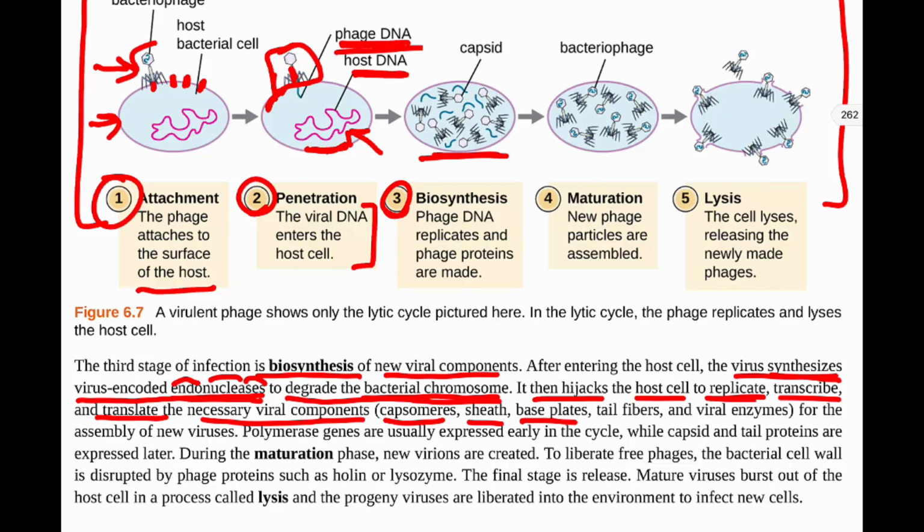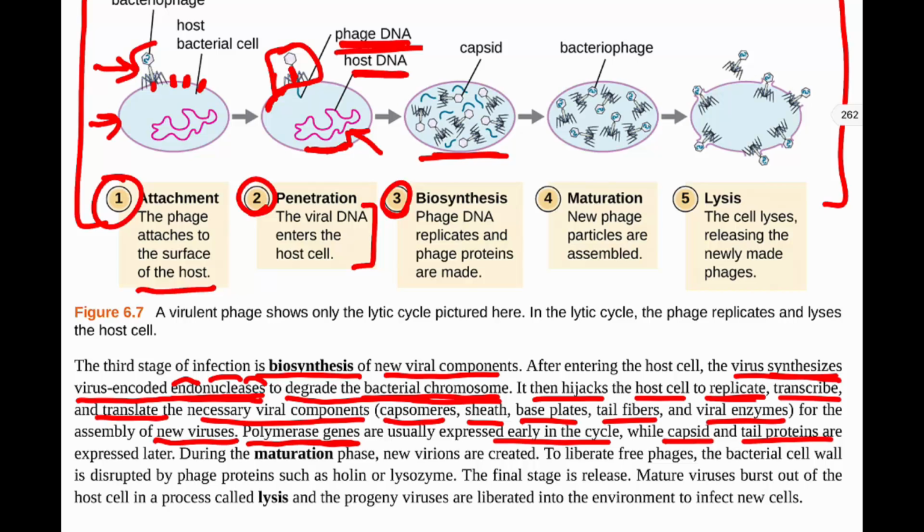So it'll go in and get rid of the bacterial genome so that it can take over and do what it wants to in the cell to make more copies of itself. So then it assembles new viruses. It does mention here that polymerase genes, so remember polymerase is so that we can go through transcription and translation, are usually expressed early in the cycle, whereas the capsid and the tail proteins are expressed later. So it'll make the proteins that are necessary to then do things further on in the process to make more pieces of itself.